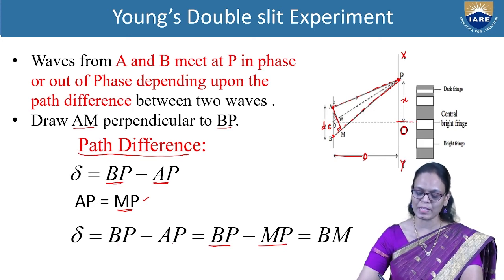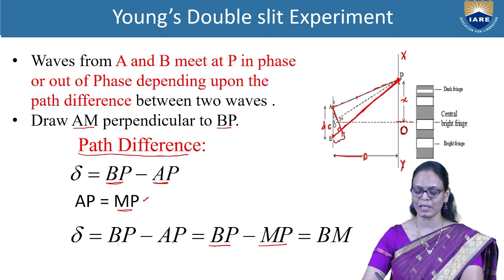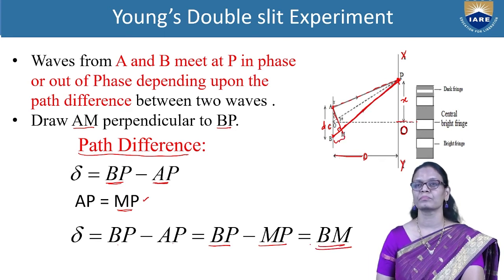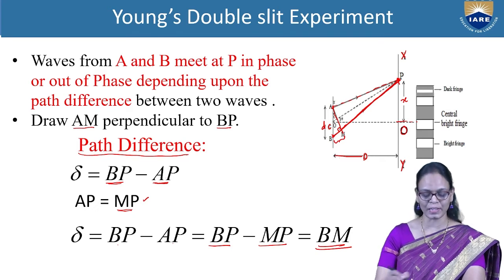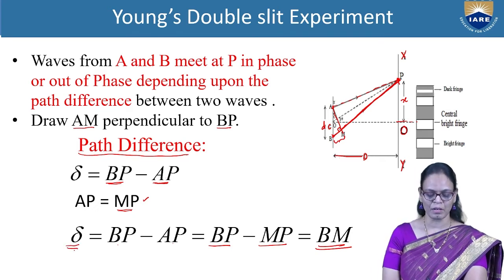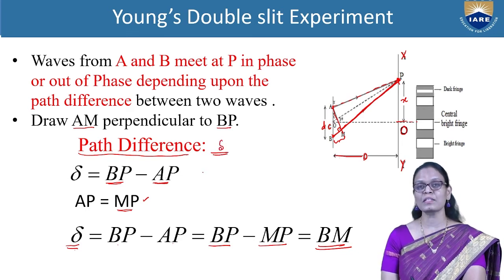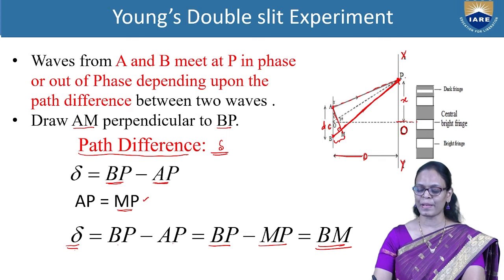So what is BP minus MP? This is BP and this is MP. So BP minus MP gives us BM. What we are trying to find here is the path difference. Delta represents the path difference, the difference in path traveled by the two waves. And that we are getting from BP minus MP, that is BM. So the path difference is simply given by BM.